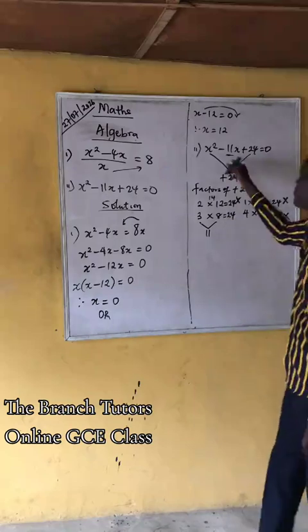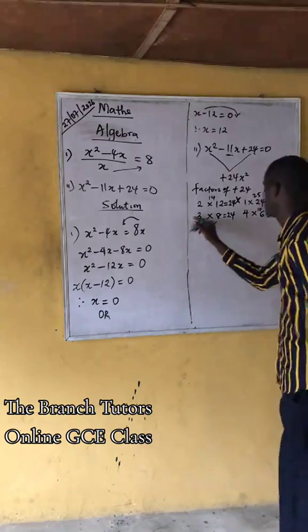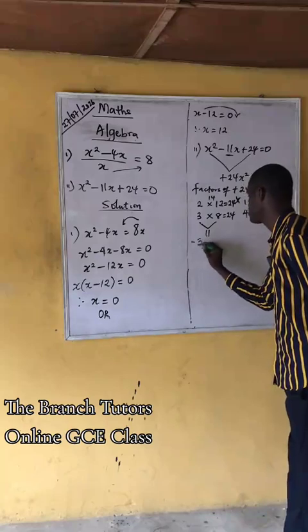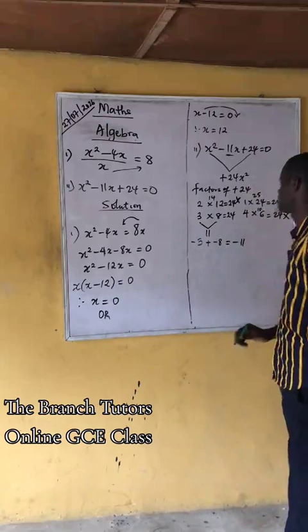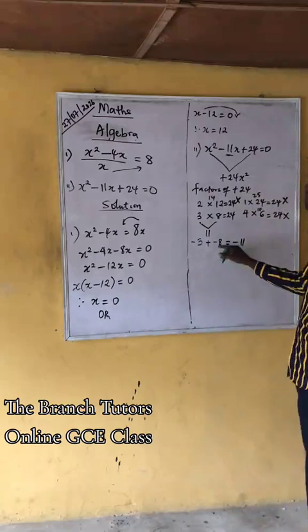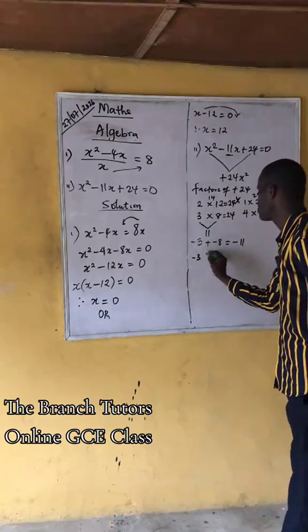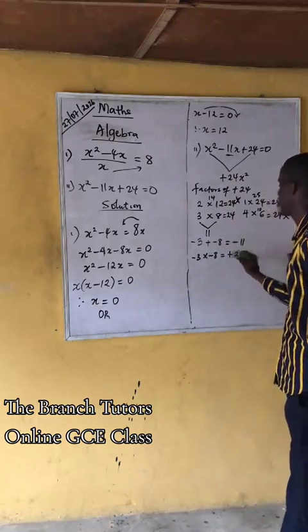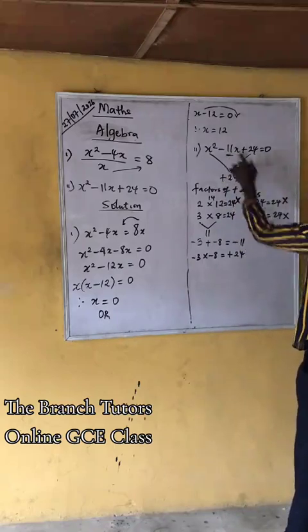But don't forget, we have negative 11. How do we get negative 11? So let's turn the two numbers to negative numbers. Negative 3 plus negative 8 will give you negative 11. And negative 3 multiplied by negative 8 will give you positive 24. We have gotten what we wanted. We are looking for plus 24 and minus 11.